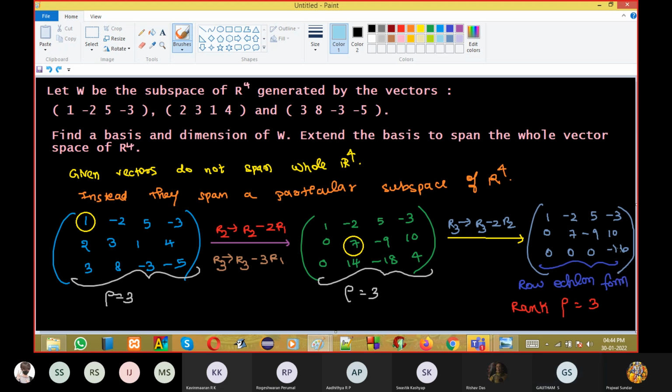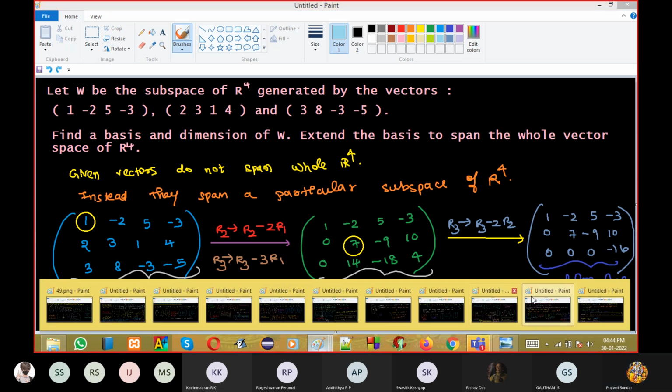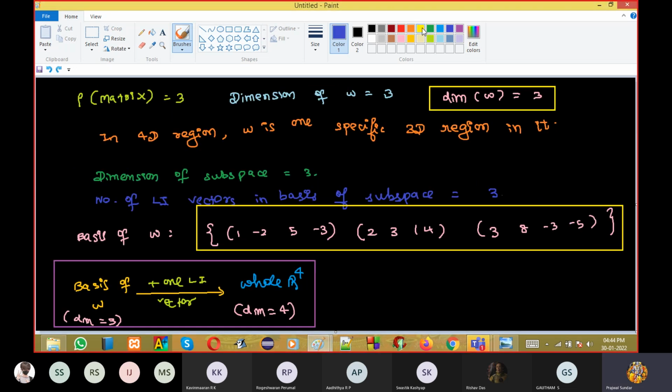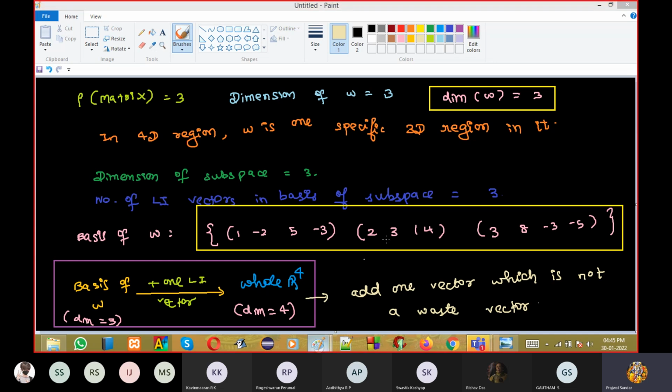So try to add something which is not waste. That's what I'm trying to tell you. Try to add anywhere you can add. To add here, will this be waste? Minus 1, 0, 1, 0, 0. Is the row echelon form getting spoiled? Wait, I'll write it here. So add one vector which is not a waste vector. In fact, I have not done this. I should sit and do it here. So we will see this.